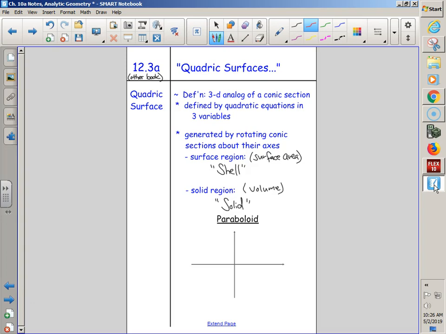What if you've done all that work and you've gotten a parabola? How do you rotate it and what can result?